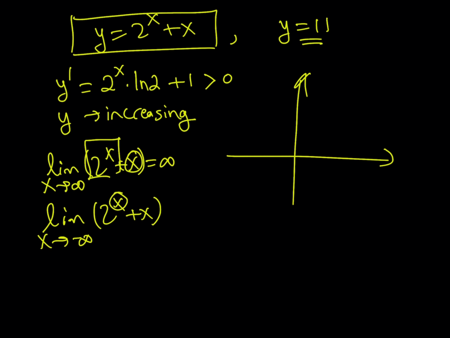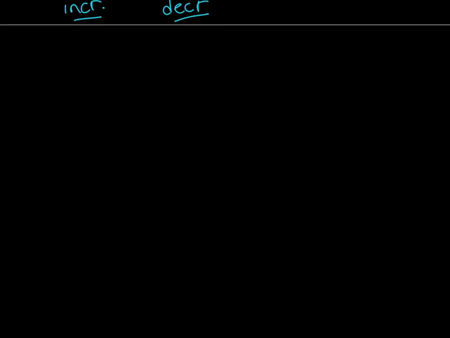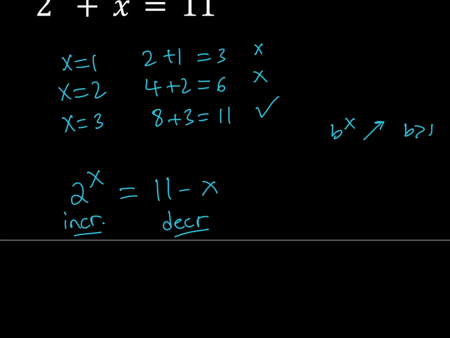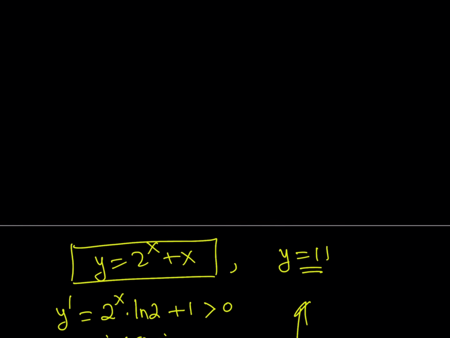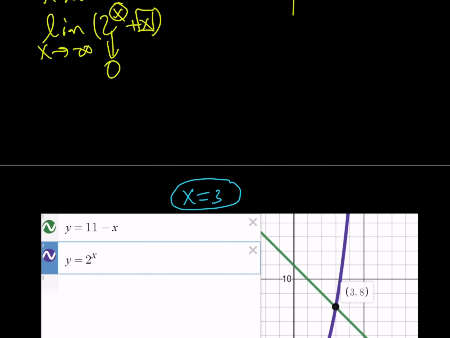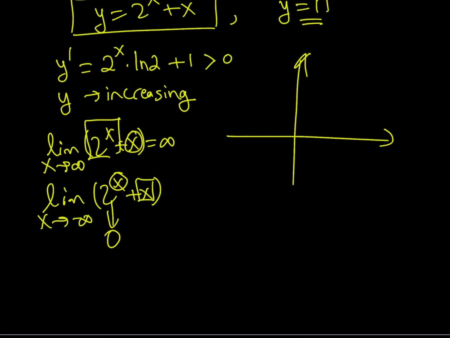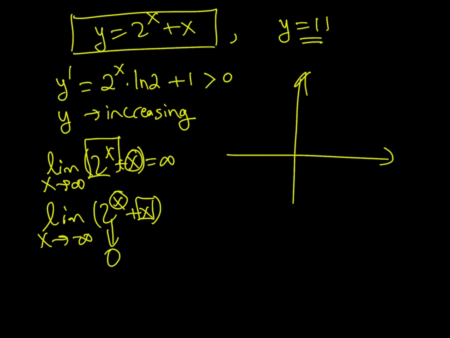Well, if x approaches negative infinity, this guy is going to approach 0. So you're going to end up with an x term. By the way, it should be y equals 2 to the power x plus x. Okay, great. So I'm not looking at the wrong thing. So as x approaches negative infinity, this is going to approach 0, and our function is going to look more like x. So we kind of have the following picture.